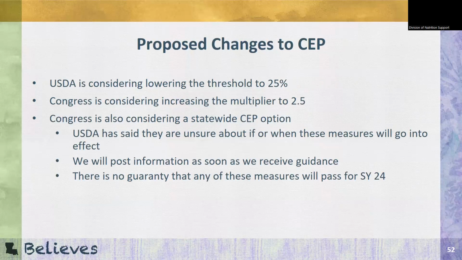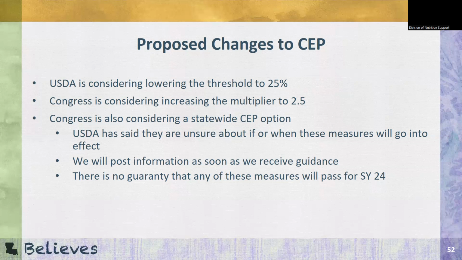We have a few proposed changes to CEP. USDA is considering lowering the threshold from 40% to 25%. Congress is also considering increasing the multiplier from 1.6 to 2.5. Congress is also considering a statewide CEP option.